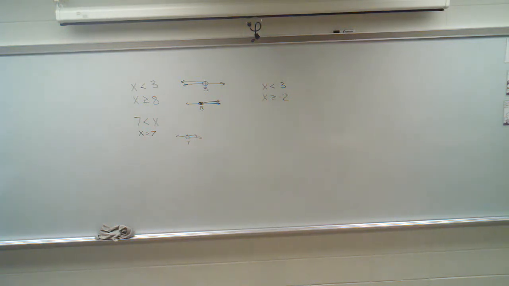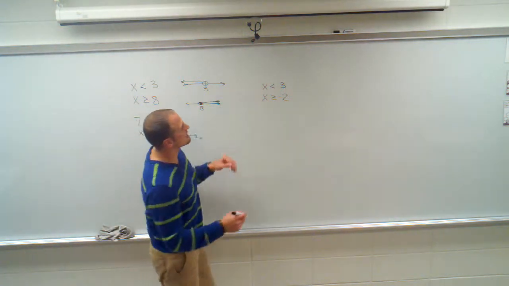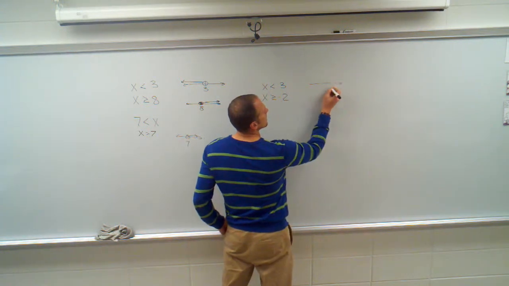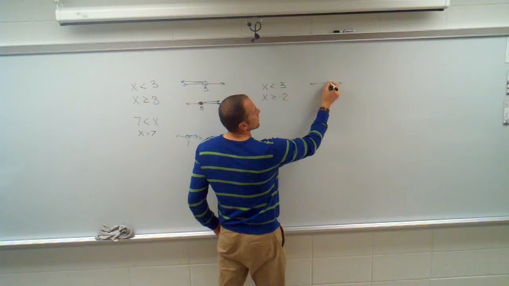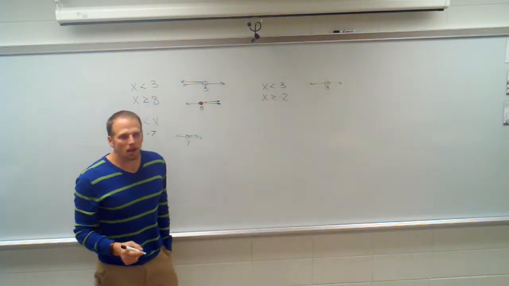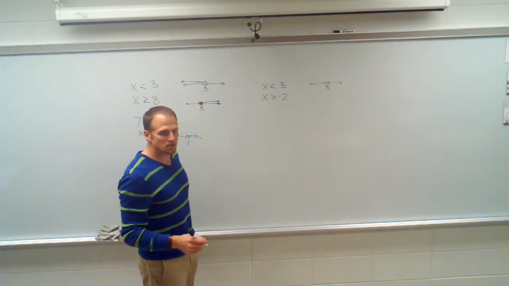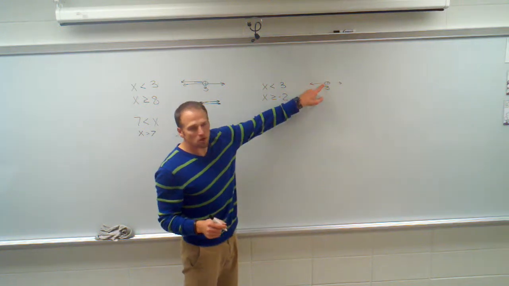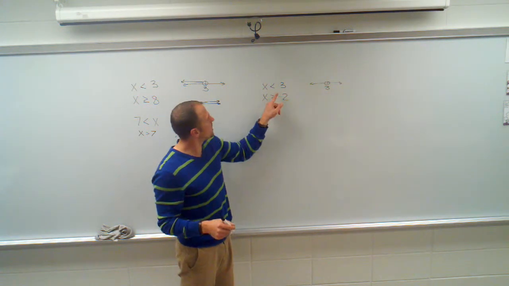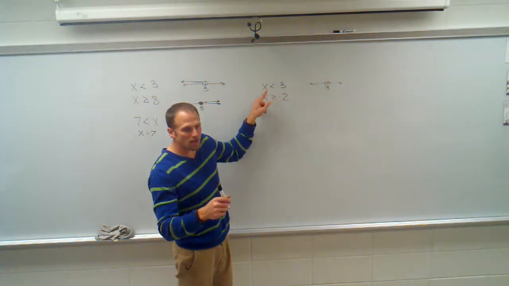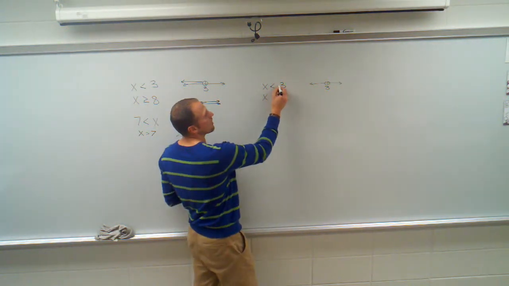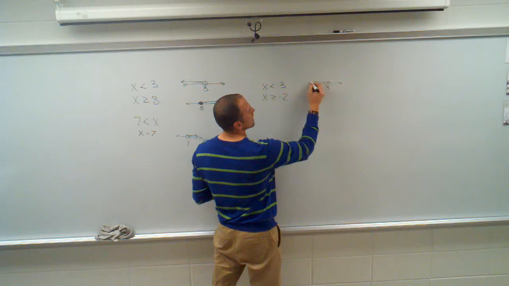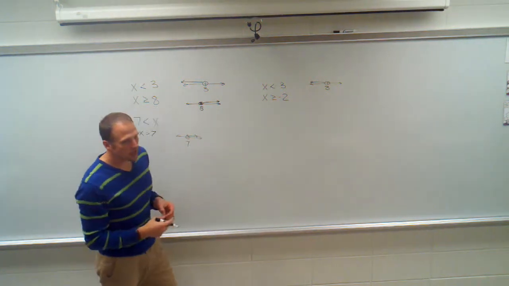Okay, let's take a look. x is less than 3. So I'm going to put my 3 in the middle. Draw a circle. Megan, should this be open or closed? Open. And which way should it point, Esmeralda, to the left or to the right? Left. Very good. As an arrow, that's pointing to the left.